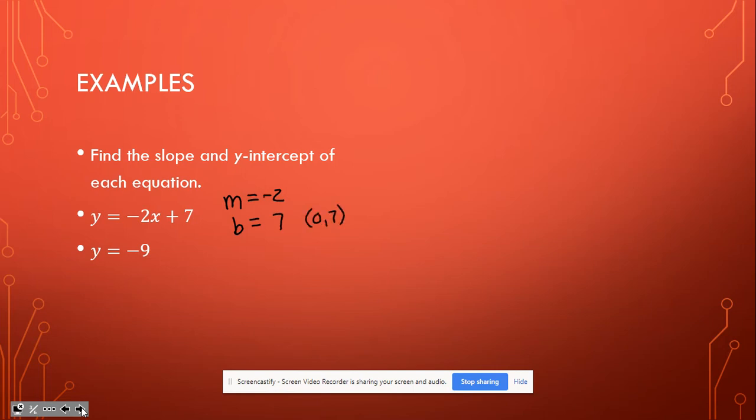The 7 is what we're concerned with at this point because it's what will be used to graph functions. With y equal to -9, I can actually rewrite this equation as y equals 0x minus 9, which means that your slope is equal to 0, and your y-intercept, your b, is going to be -9.